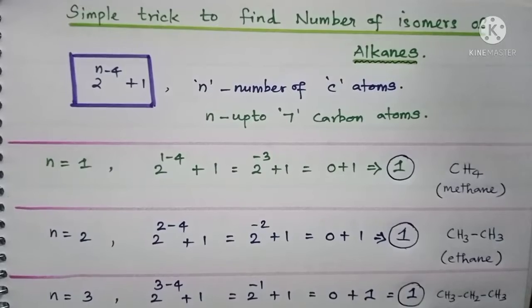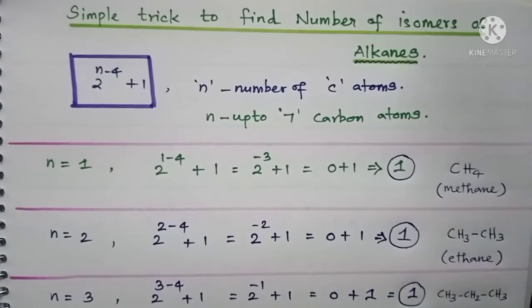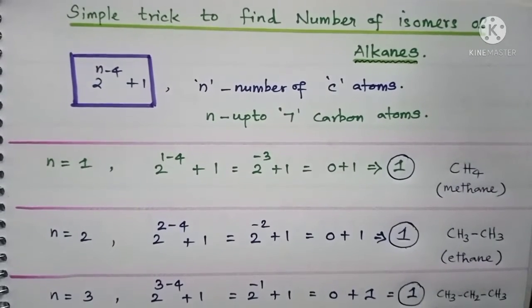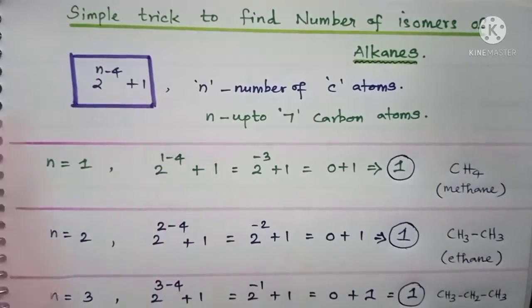In this video I am going to teach you a simple trick to find the total number of isomers for alkane compounds. Up to carbon number 7, to find the total number of isomers, there is a common formula: 2 power n minus 4 plus 1.